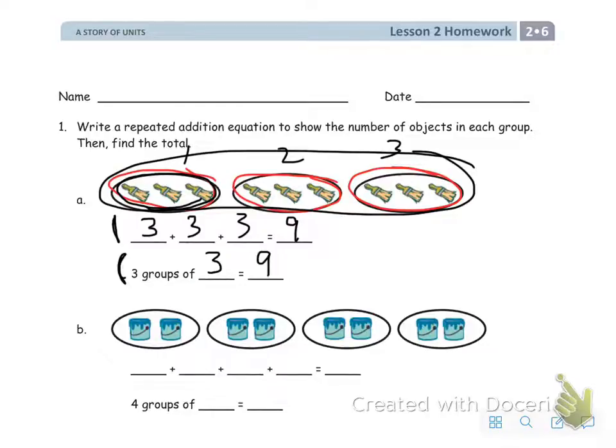We need to count how many groups we have, how many paint cans are in each group, fill in our blanks down here, and then fill in this section right here. We have 4 groups of blank equal blank. So once again, you would just take this number right here and put it in here, and then fill out the rest of these, and then put the total right here.